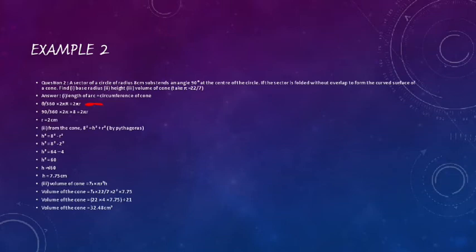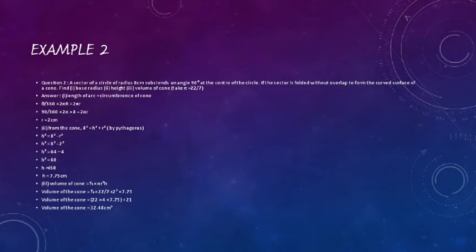Then making r the subject, we are going to divide both sides by 2π. If you divide both sides by 2π, this one cancels that other 2π. You have 90 times 8 divided by 360. And if you press your calculator properly, you have 2 centimeters as your radius, which is the base radius of the cone.